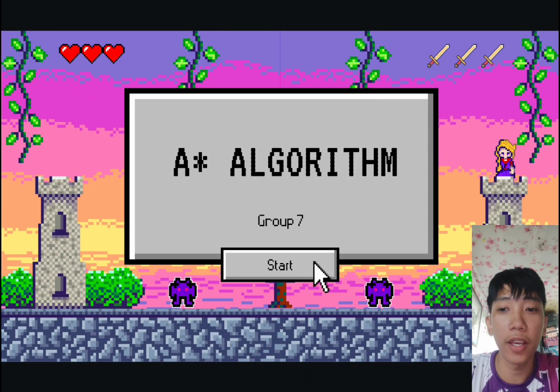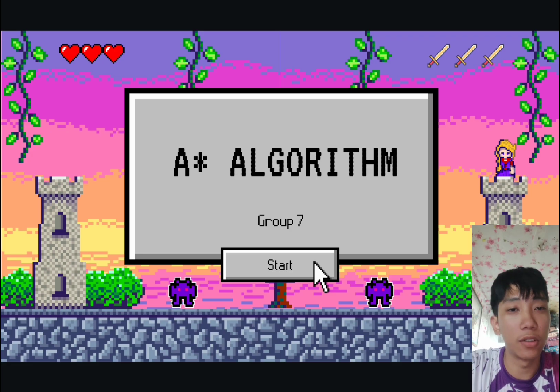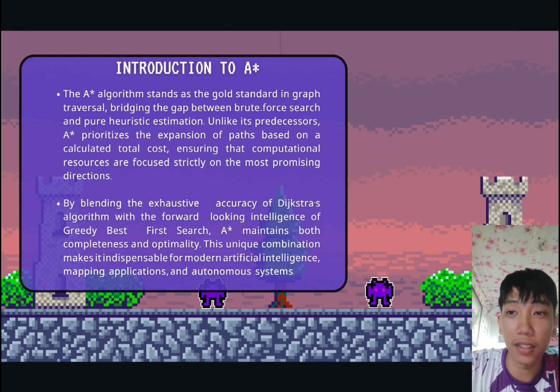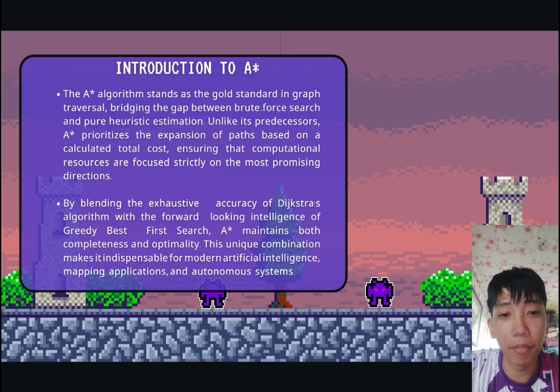Hello everyone, today we're doing a deep dive into the A-star algorithm, breaking down the math formula that drives it, analyzing its operational mechanics and time complexities, and assessing its real-world applications. So, a quick introduction. The A-star algorithm stands as the gold standard in graph traversal, bridging the gap between brute force search and pure heuristic estimation.